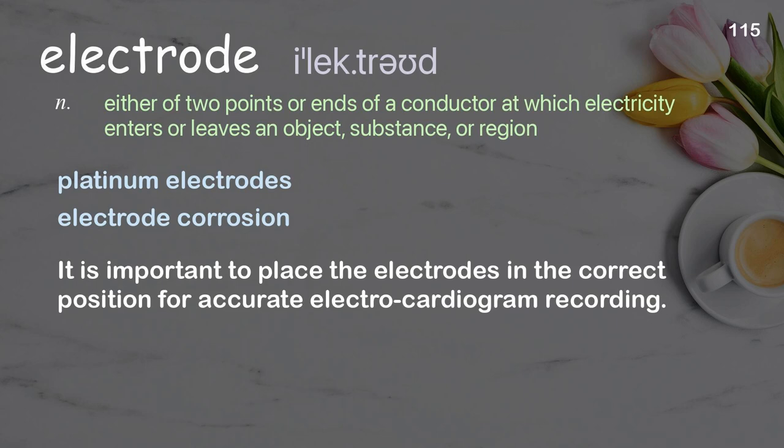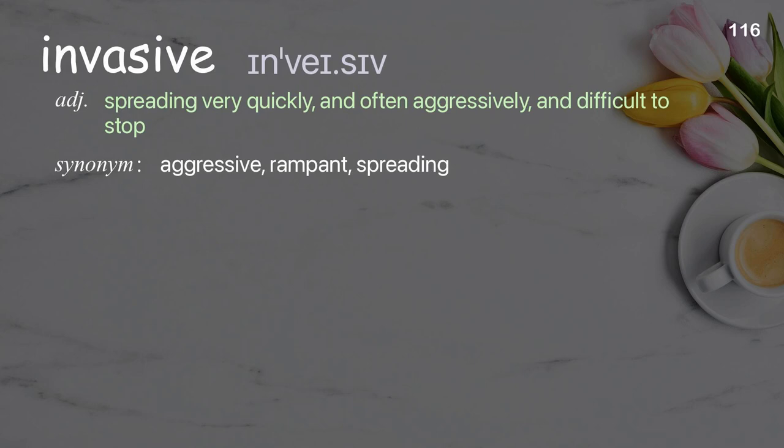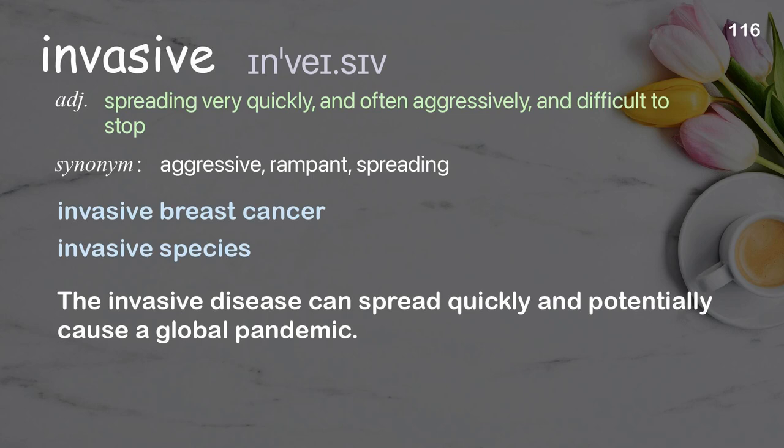Invasive: spreading very quickly, and often aggressively, and difficult to stop. Examples: invasive breast cancer, invasive species. The invasive disease can spread quickly and potentially cause a global pandemic.